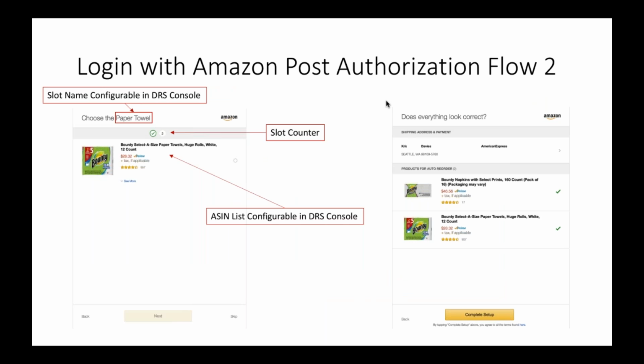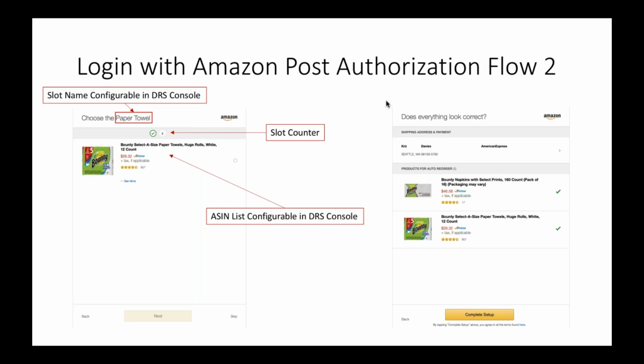The second step, once they click OK on that screen, they see what we call the ASIN list, or the ASIN selection screen. The ASIN selection screen here on the left is made up of a couple of critical pieces. At the top, you see "choose the paper towel," and paper towel is in red because this is the slot name that you configure as a developer in the developer console for Dash Replenishment Service.